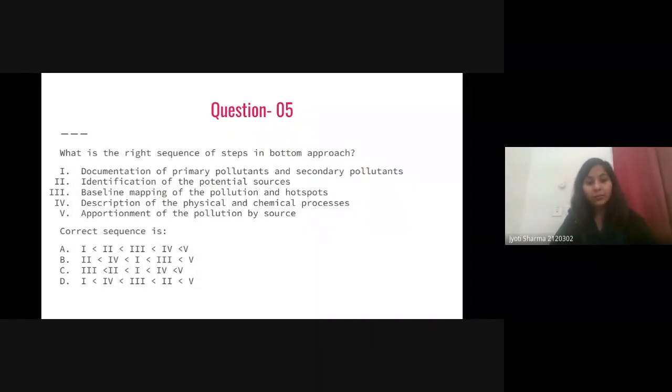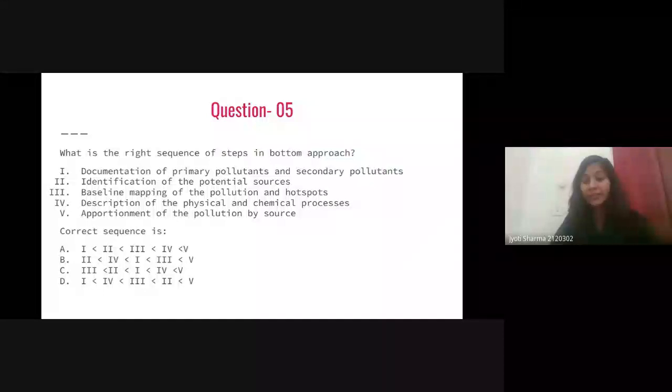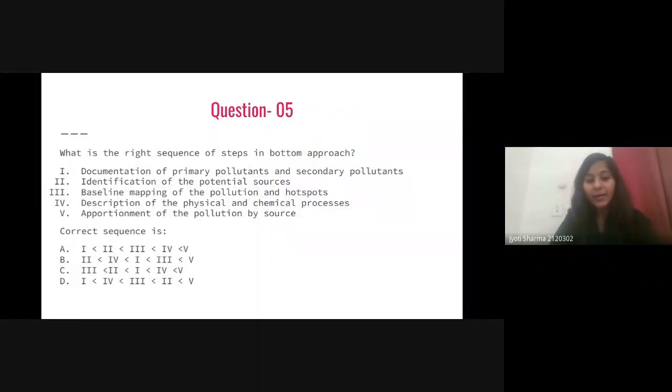So options are: documentation of primary pollutant and secondary pollutant, identification of the potential source, baseline mapping of the pollution and hotspot, description of the physical and chemical processes, apportionment of the pollution by source. What should be the sequence of it? You people can take time and tell me. Alka gave me answer B. Okay.